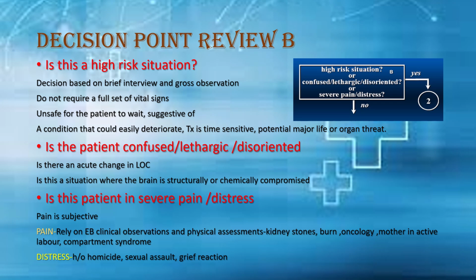Is this a patient in severe pain or distress? Now, we know that pain is subjective. Pain, for example, relies on clinical observations and physical assessment, like kidney stones, a burn patient, an oncology patient, a mother in active labor, or compartment syndrome. Their pain has typical clinical observations and physical vital assessments. Distress, like a patient who has committed homicide, or there is a case of sexual assault or grief reaction, this also comes under the same criteria of level 2.